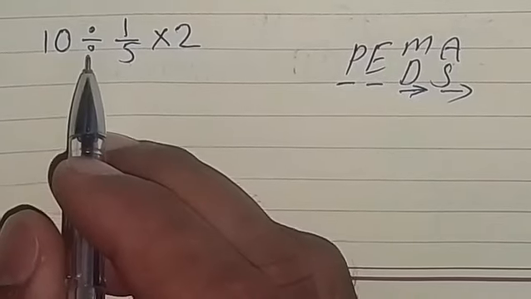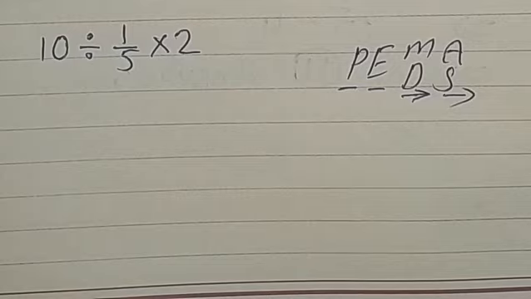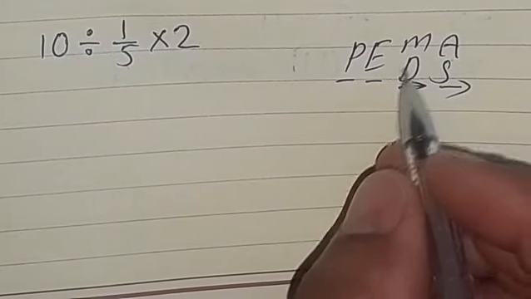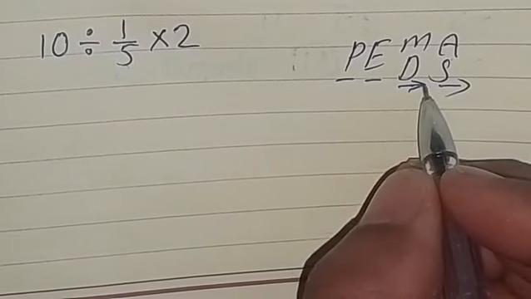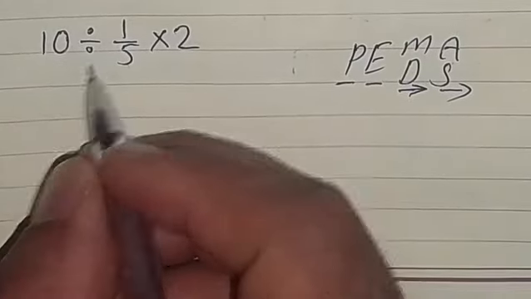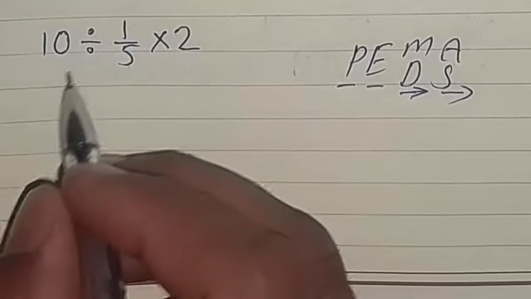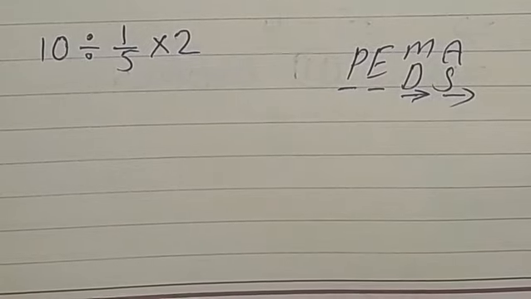Now we have one division and one multiplication. According to the rule, we solve it from left to right, and on the left side we have division. So first we solve division, then multiplication.